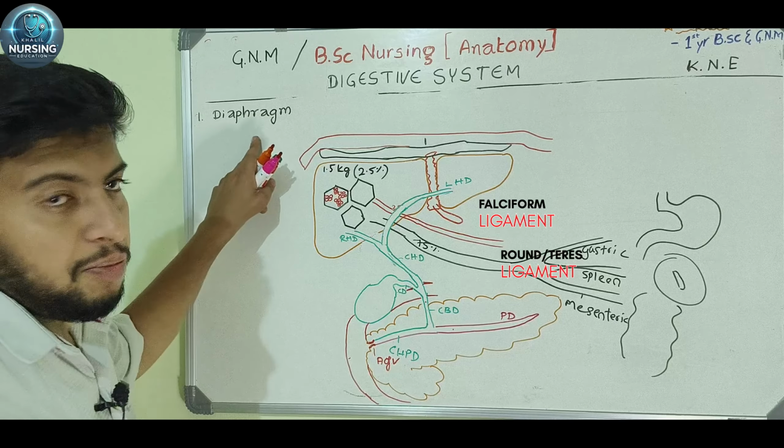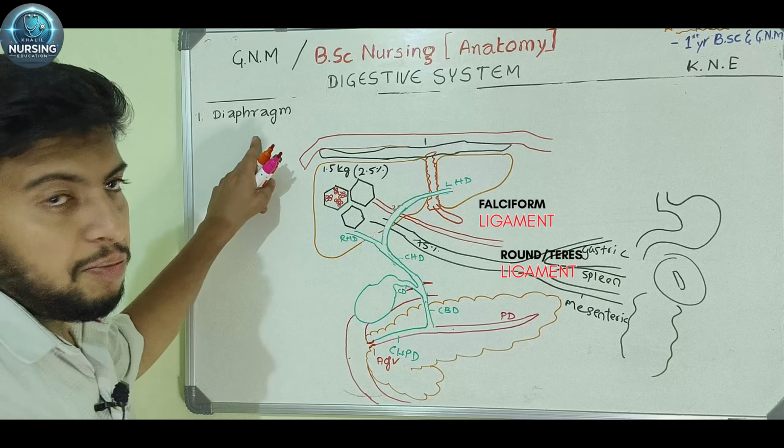So the bare area is not needed for the diagram, but it is needed for the theory. Just understand, bare area means it is without peritoneal covering, directly attached to the inferior diaphragm. So that one will be said as bare area.